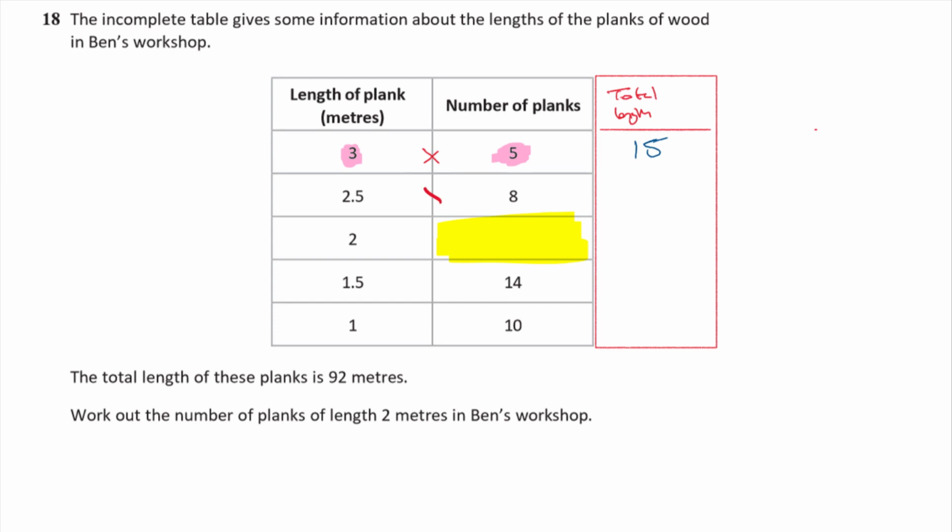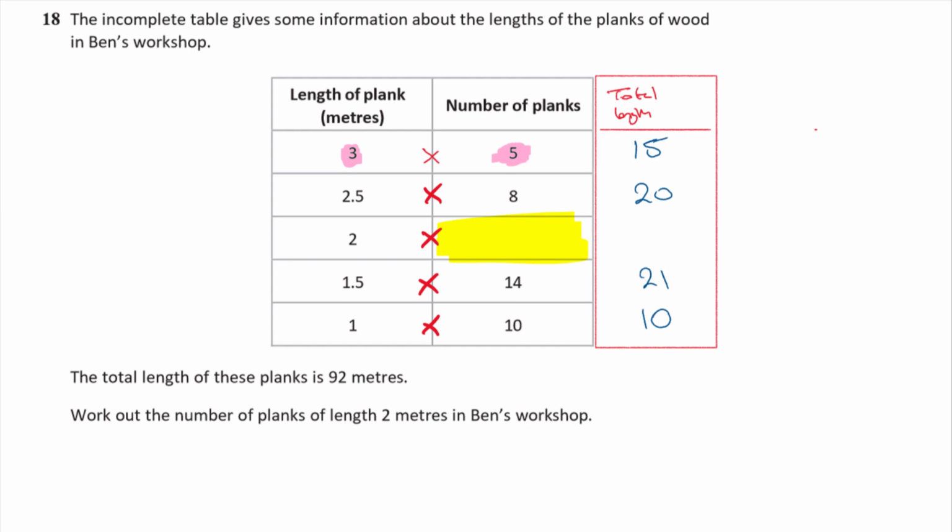And I'm going to do the same thing. I'm just going to multiply all these on the way down. I can't do that one, but I can do this and I can do this. So 3 times 5 is 15. 2.5 times 8, so that's 8, 16, 20. Comes to 20. The blank one I don't know yet. 1.5 times 14, that's going to be 21. And 1 times 10 is 10.